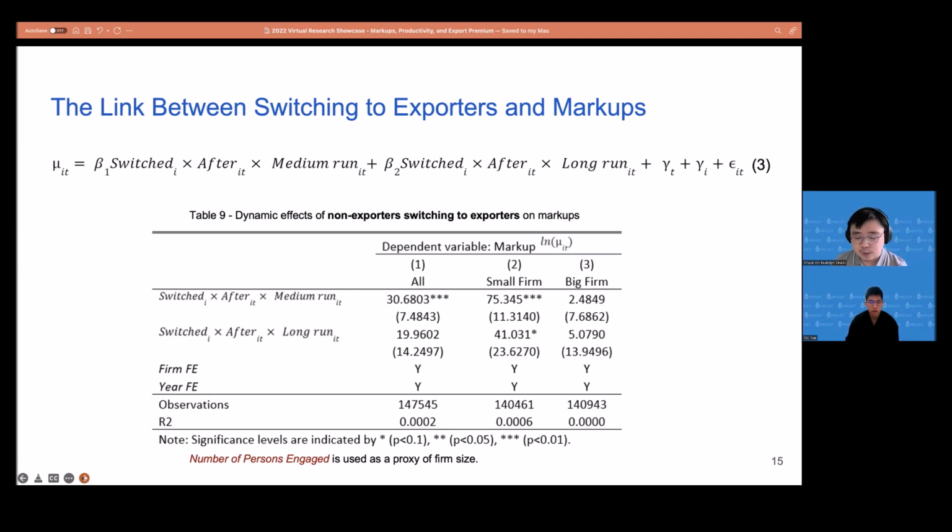And in column 2 and column 3, we found that the higher premiums on markups captured by switching the non-exporting status are mainly driven by the smaller firms. And here we use employment as a proxy. Besides, we believe that the insignificance of the effects in the long run is due to the fact that we only use a short panel covering the period between 2000 and 2006.